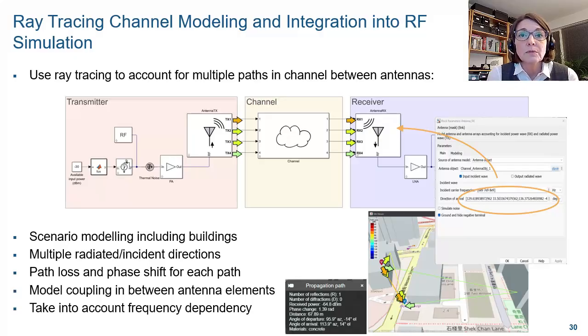This can be particularly important at mmWave, where line of sight is essential for communication, and when you have, for example, complex scenarios such as in urban configuration where you have multiple buildings with lots of surfaces and lots of bouncing rays. So ray tracing allows us to model multiple radiated and incident directions, different path loss, as well as phase rotation that occurs at all these levels. When we combine ray tracing together with an accurate electromagnetic model of the antenna arrays, then we can also take into account antenna coupling and frequency dependency.